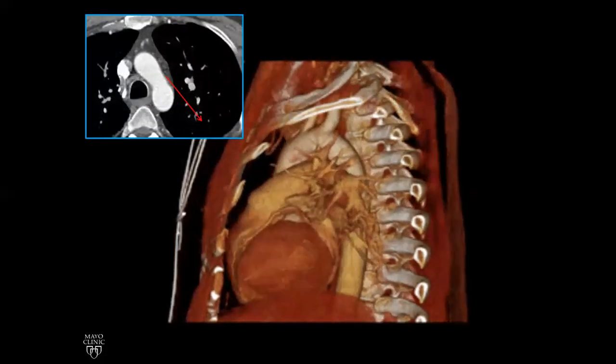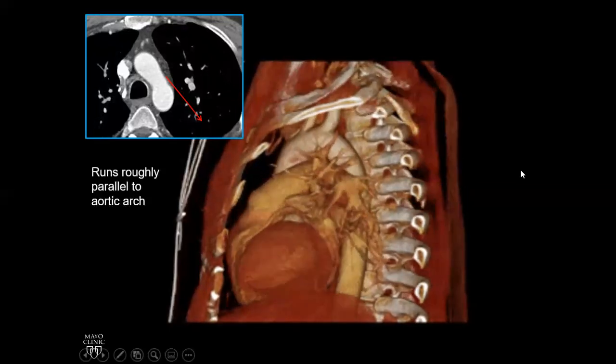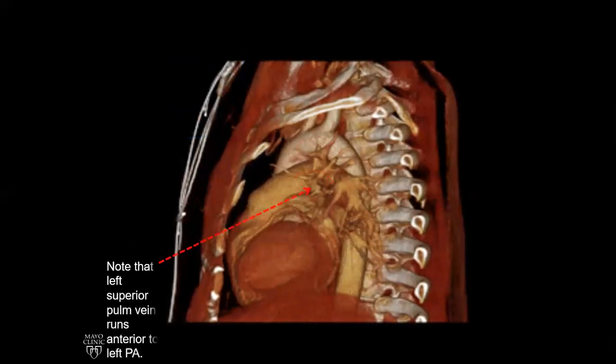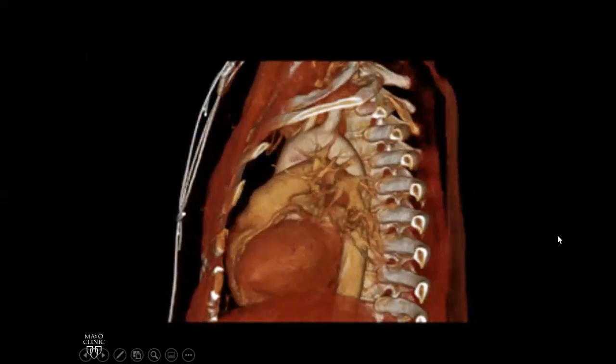And you can see it runs roughly parallel in a plane, in a direction roughly parallel to the aortic arch, just a little more inferior. And note that the left superior pulmonary vein runs anterior to the left pulmonary artery. So there's our pulmonary vein. It's a little hard to separate, but our pulmonary veins are here, and this is our left pulmonary artery.